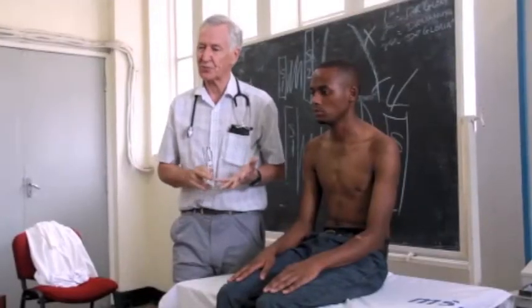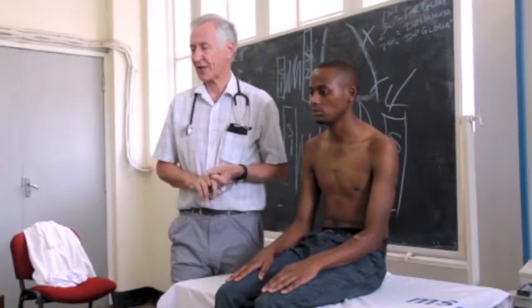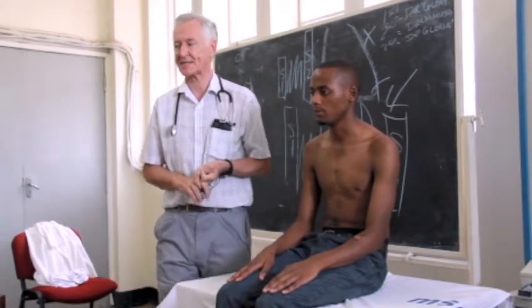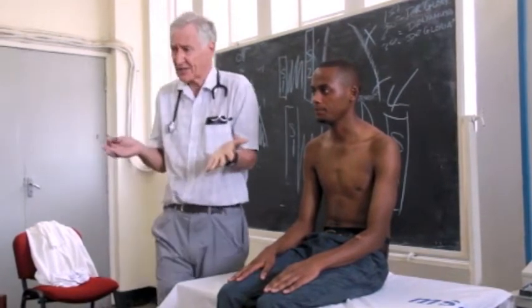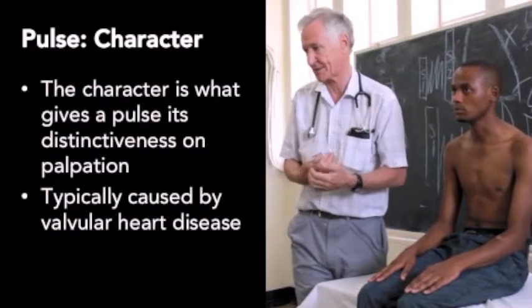So we've done rate, we've done rhythm, we've done volume. Now the one that causes students problems, character. And I will summarize these two. Character is what makes a pulse distinguishable from other pulses.